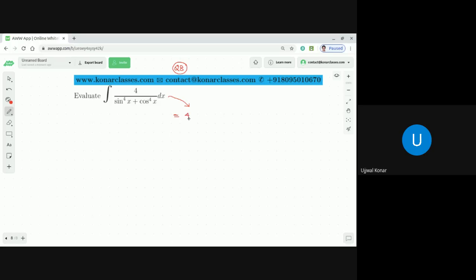Let's take sin power 4x outside. As you very correctly said, Mohor, I divide both numerator and denominator by cos power 4x. Okay, then what do you get? You can take that approach, or you can make the numerator sine square x plus cos square x, and then divide. In that way also you can think of it.